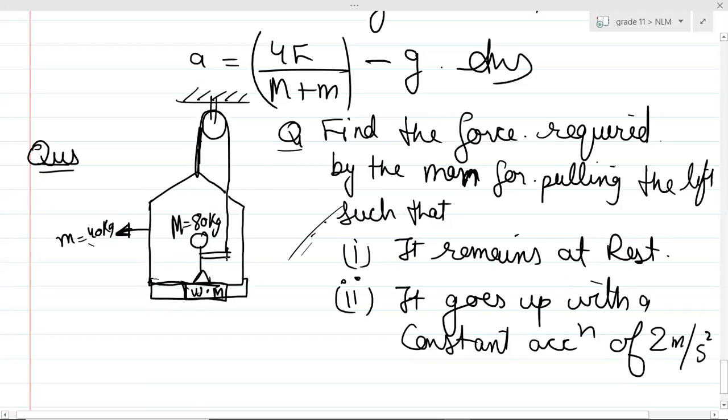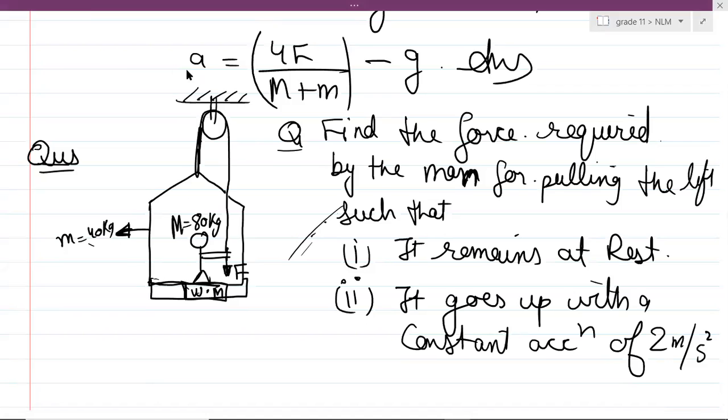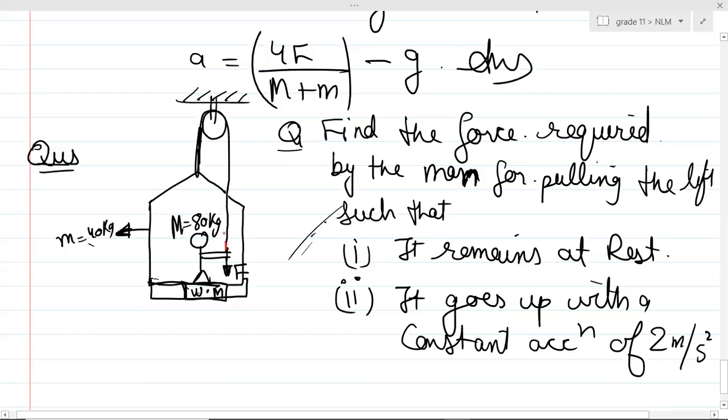Please remember, if the man is pulling the string with a force F downwards, then will there be a tension F produced in this string? Yes or no?